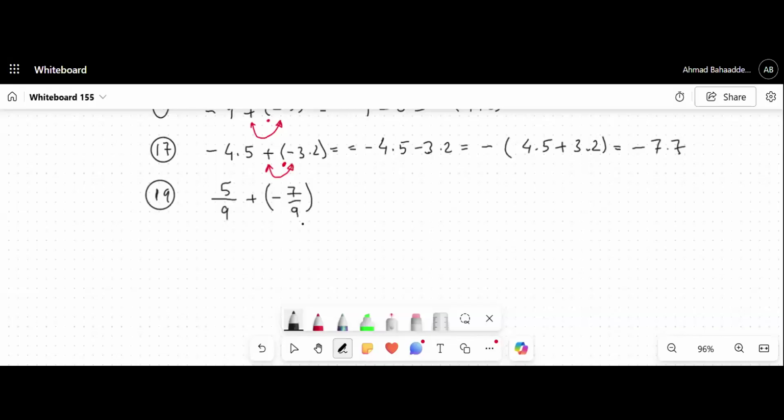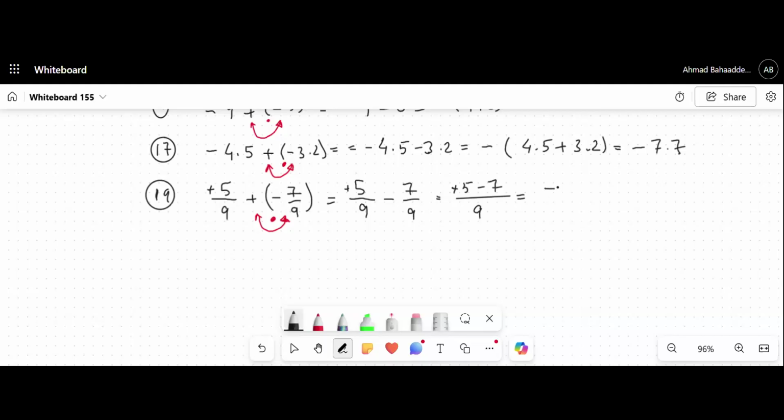Well, guys, again, as I told you, the bracket represents multiplication. So we're multiplying plus times minus, from outside the bracket and inside the bracket. That's going to give me 5/9 minus 7/9. And now you have the same denominator, which is 9, and the top is 5 minus 7. Again, guys, if you don't see a sign, it means it's positive.